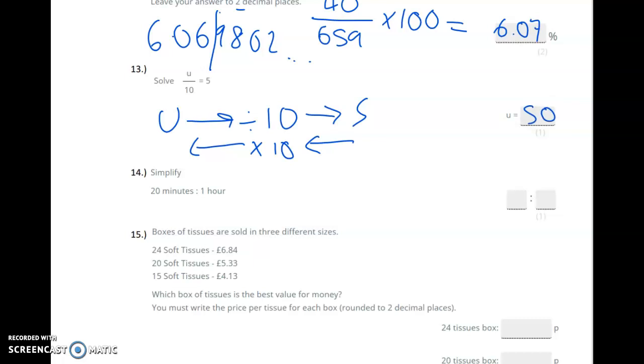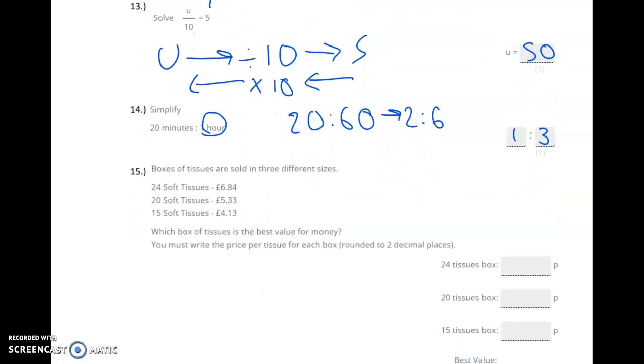So simplify 20 minutes to 1 hour. We can still simplify a ratio, which is fairly straightforward. You could even use a calculator to do that part here. The important thing is we've got to make sure they're both the same units. So we're going to change that hour to 60 minutes. So it becomes 20 to 60. I can divide both of those by 10, take the zeros off, becomes 2 to 6. And then simplify again, becomes 1 to 3.